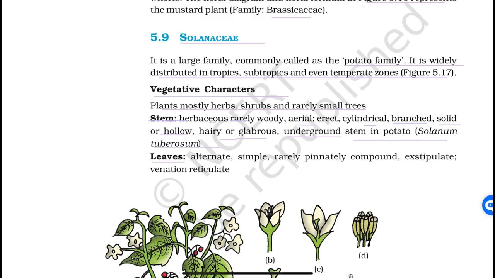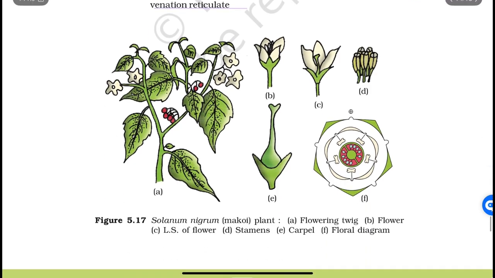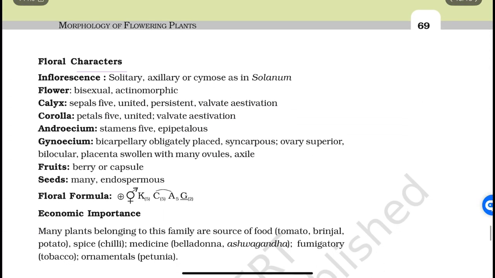Leaves: alternate, simple, rarely pinnately compound, exstipulate, venation reticulate. Some floral characters like inflorescence, flower, calyx, corolla, androecium, gynoecium, fruit, seed, floral formula, and economic importance. Inflorescence is solitary, axillary or cymose as in Solanum. Flowers are bisexual and actinomorphic.